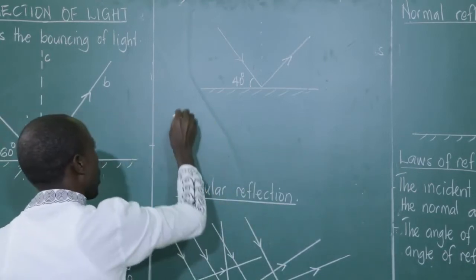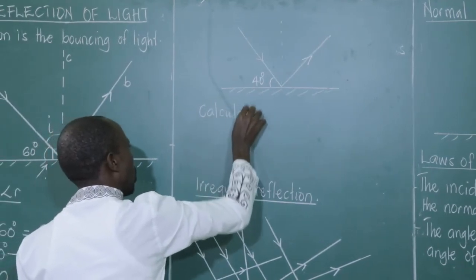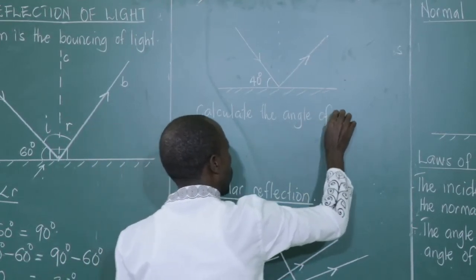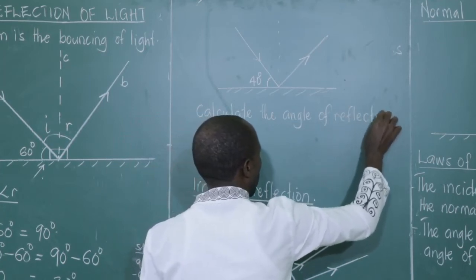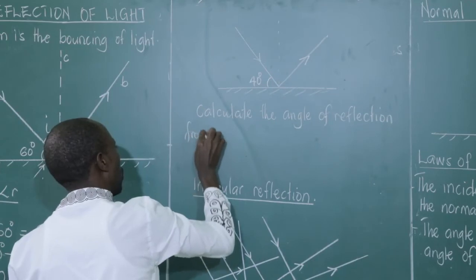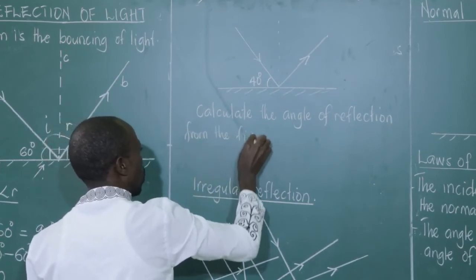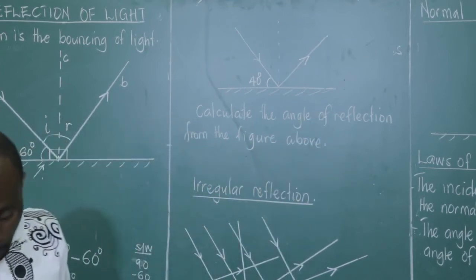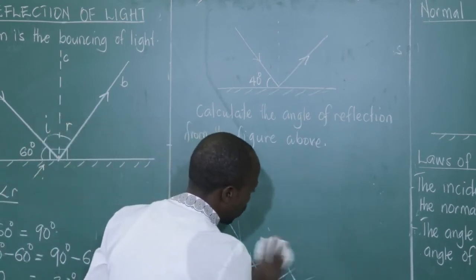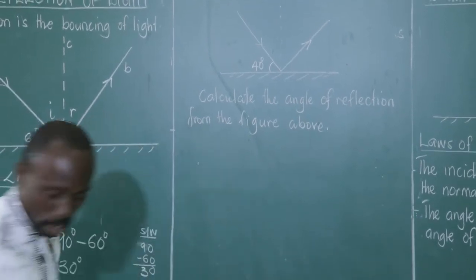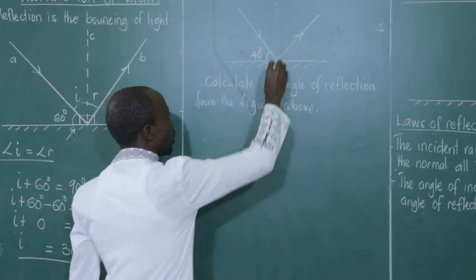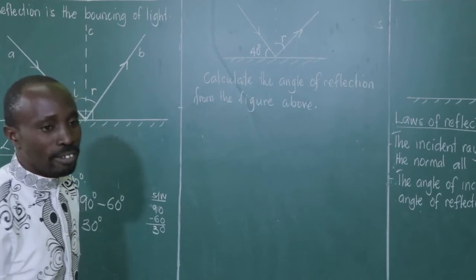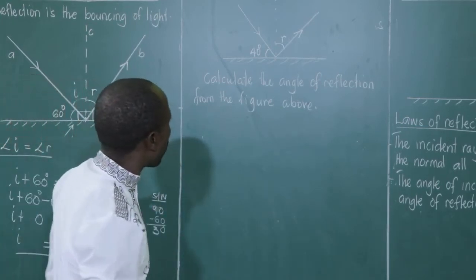All right. Now, calculate the angle of reflection from the figure above. Calculate the angle of reflection from the figure above. All right, let's try to find out what angle R is. Definitely, angle R they are talking about is just here. Being talked about in the question is there. So let's see how we can find angle R.